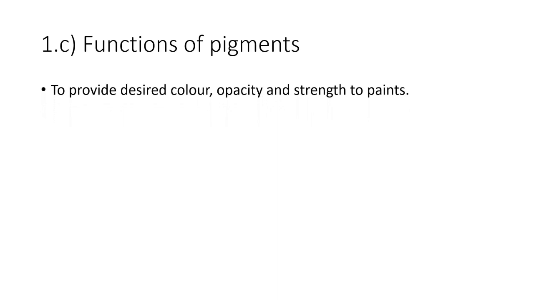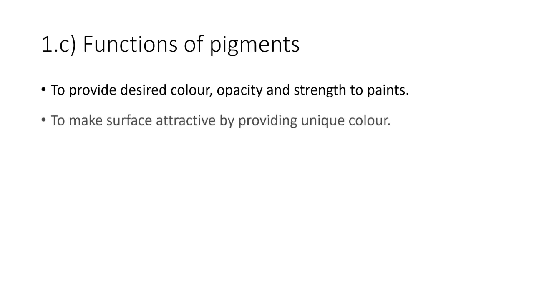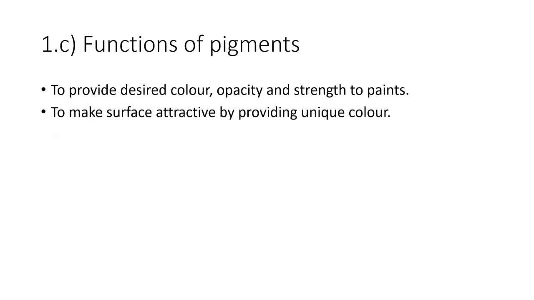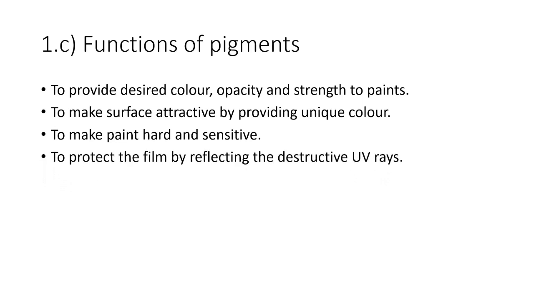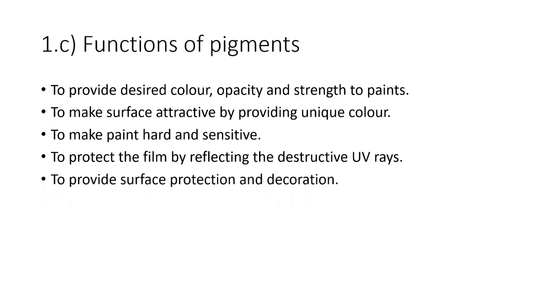So now we will go through the functions of pigments. So what are the important functions of pigments? To provide desired color, opacity, or strength to paints, and to make the surface attractive by providing a unique color, then to make paint hard and sensitive. Next one will be to protect the film by reflecting the destructive UV rays, to provide surface protection and decoration, as we already have mentioned it.